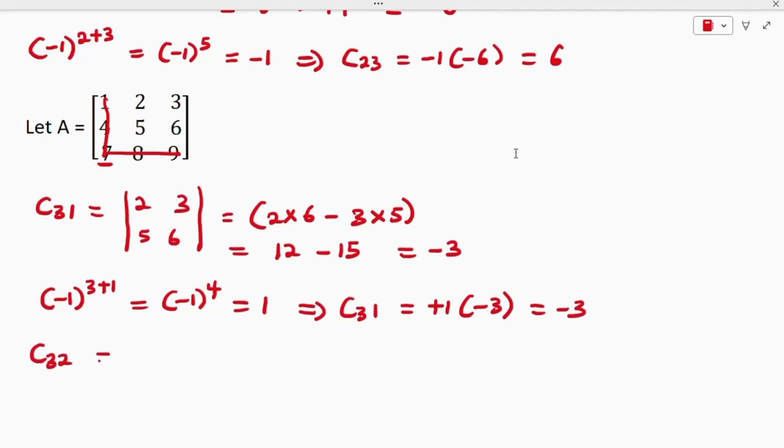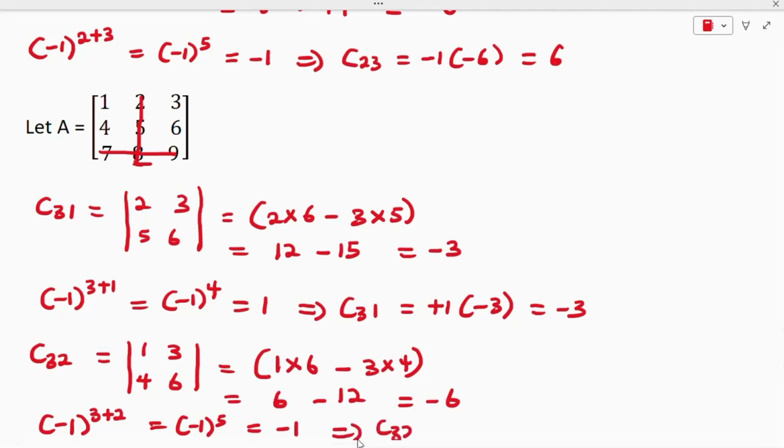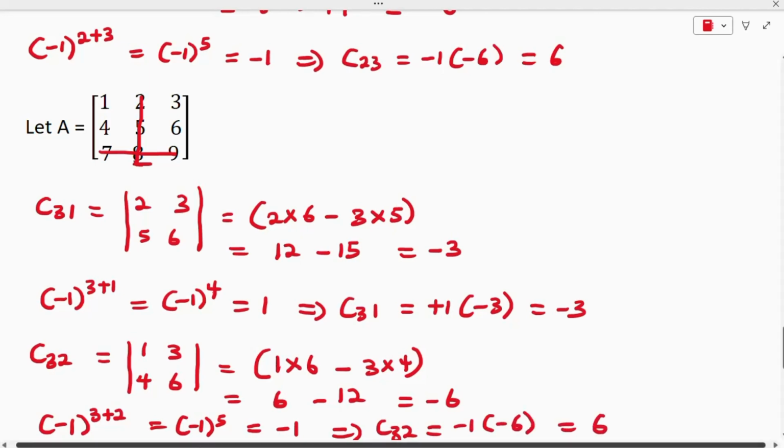So we have this to be C32. This column is out and this row is out, so we have 1 3 4 6 left. We find the determinant: 1 times 6 minus 3 times 4, which is 6 minus 12. So this is equal to minus 6. Applying the sign pattern, we have minus 1 raised to the power of 3 plus 2, which is minus 1 raised to the power of 5, and that is minus 1. So C32 is equal to minus 1 multiplied by minus 6, and this is equal to 6. So we are done with C32.